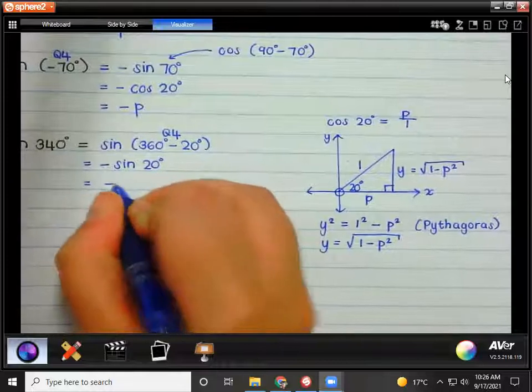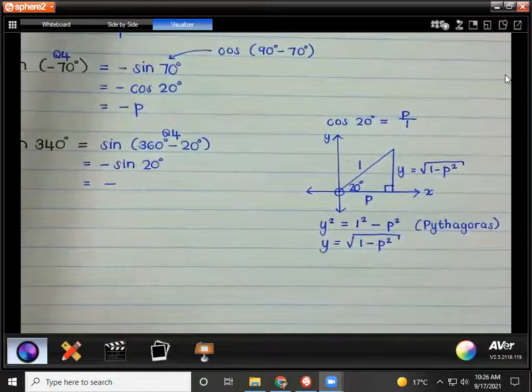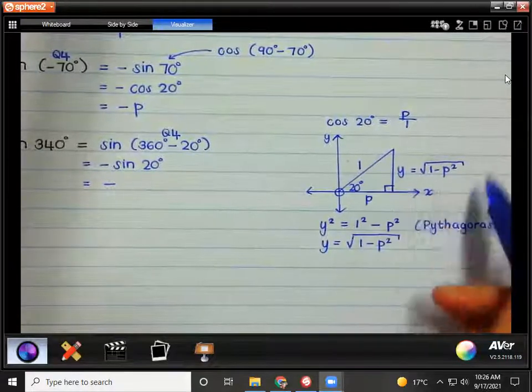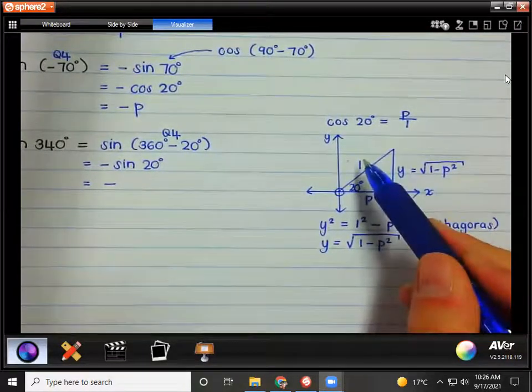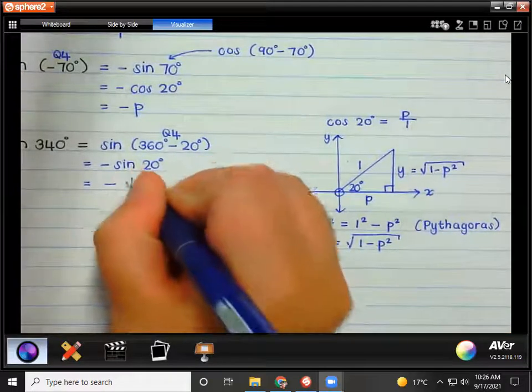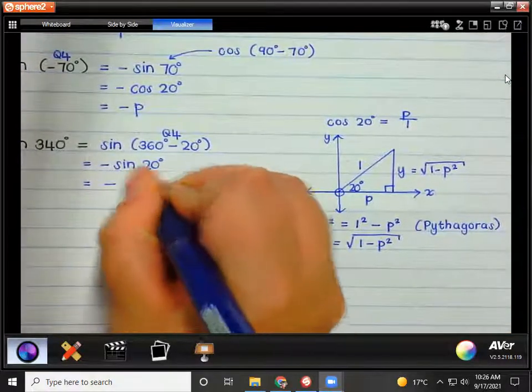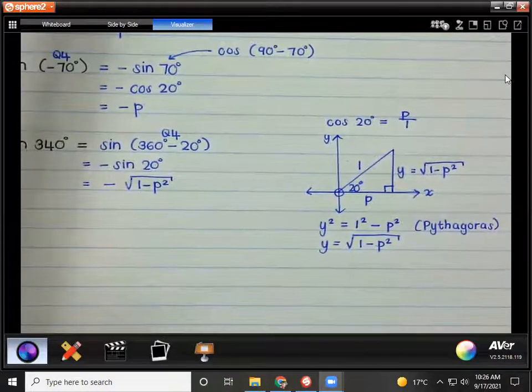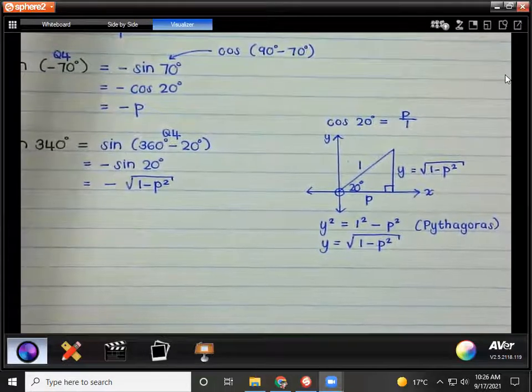So negative sine 20 is negative opposite over hypotenuse, this whole square root over 1. You can obviously put it over 1 if you want to, but you can also just leave that out. Any questions on that, guys?